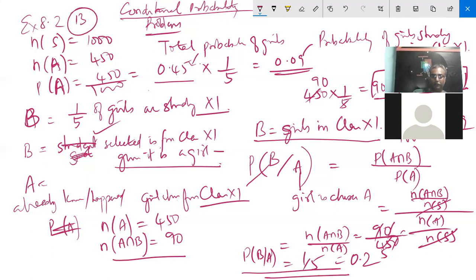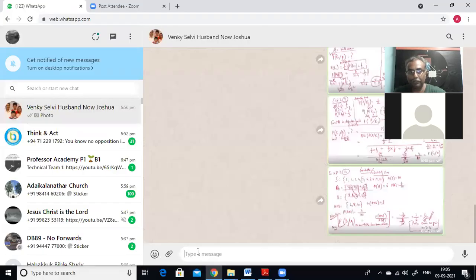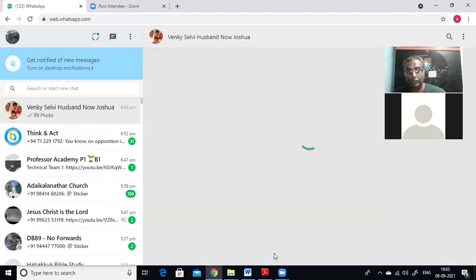In fact, this is correct. Already known that the girl is chosen is A. What is the probability she is chosen from class B, class 11? That is the probability there. This is also a slightly confusing conditional probability problem, but I think we have run out of time. If you have any doubts, we'll continue in the next class.